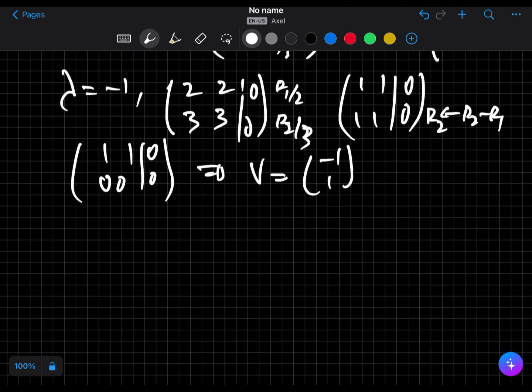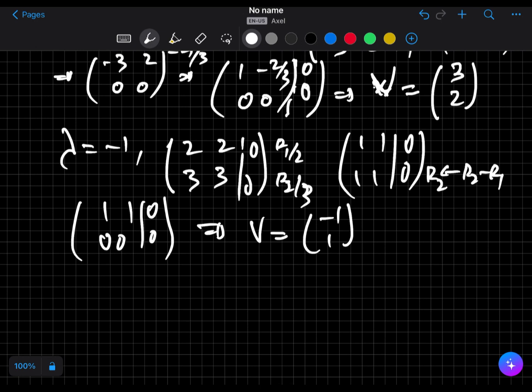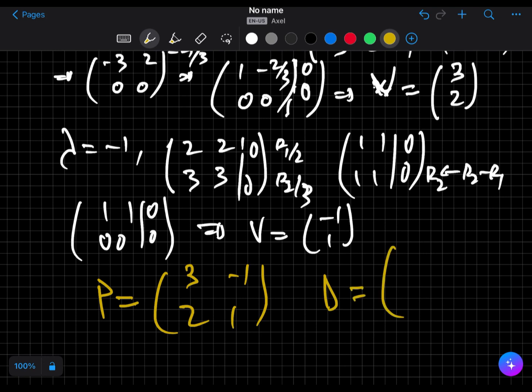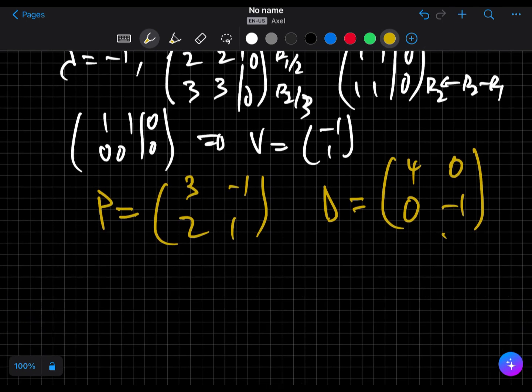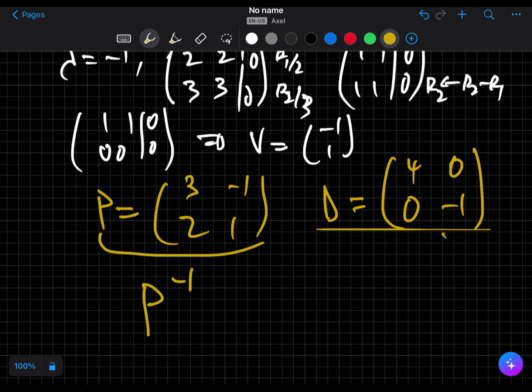So I have the two eigenvectors, therefore I can have the matrix P equal to 3, 2, minus 1, 1, and I have the diagonal matrix, which is the matrix with the eigenvalues on the diagonal. So you can easily prove that this is P and this is D by doing the multiplication P inverse A P equals D. Thank you guys. I hope you enjoyed this video. Ciao.